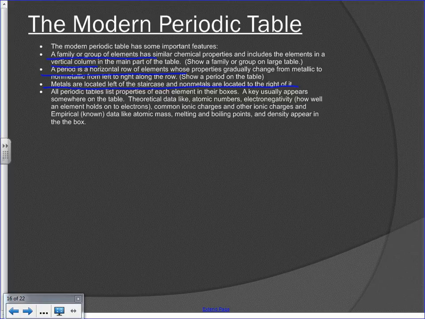Iron is the one that's in the key there, and you can see that it's labeled. The 26 there is the atomic number, the electronegativity is 1.8, the symbol is Fe, the name is iron, the atomic mass is 55.85, and the most stable ion charges are 3 and 2 positive. So all of that is listed in there. Those are the important things that we need.